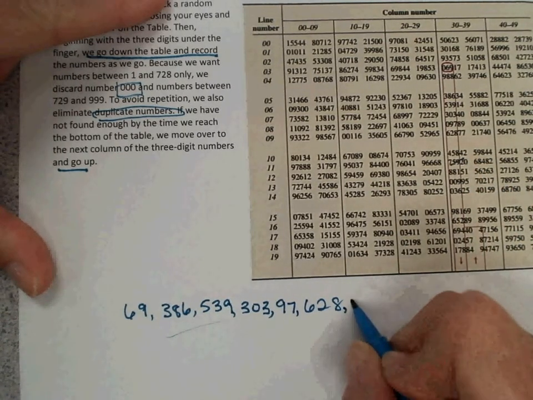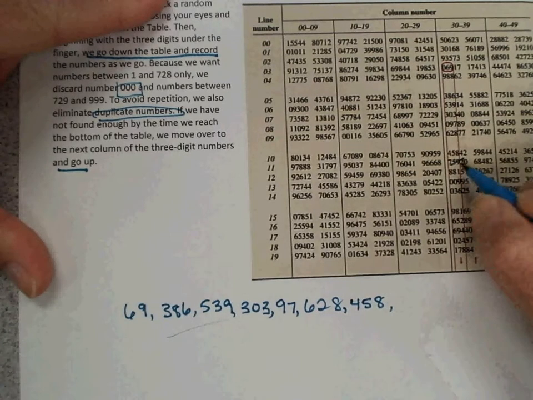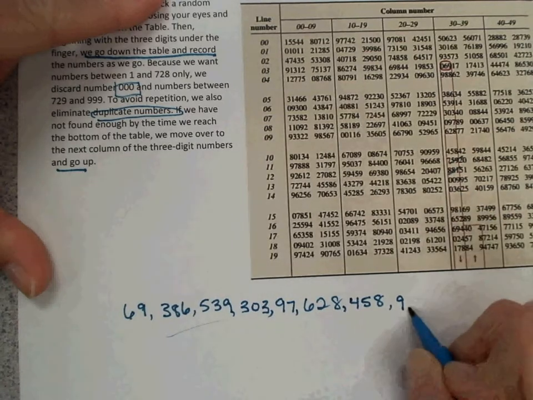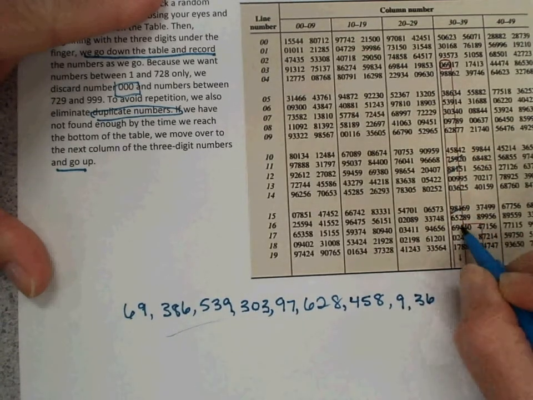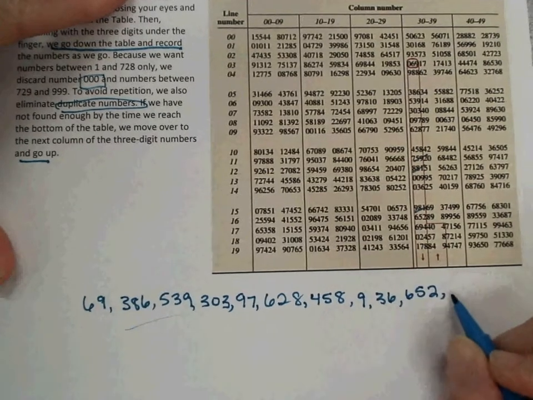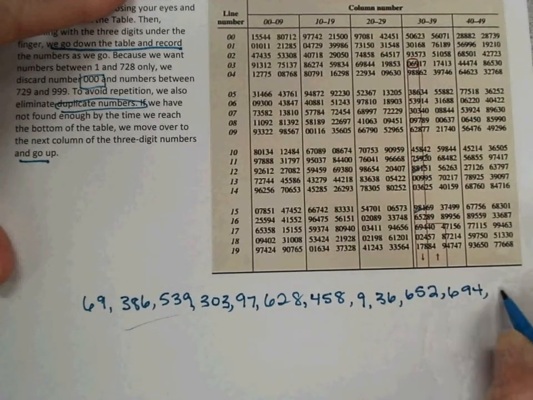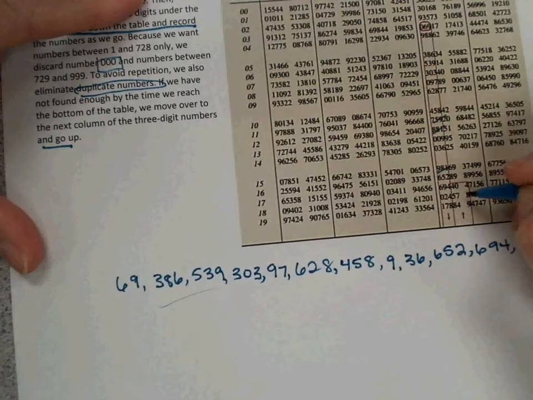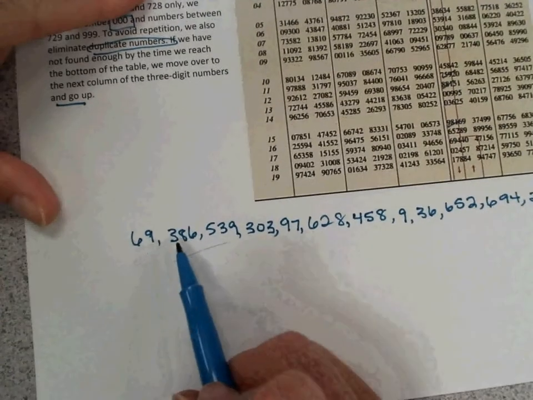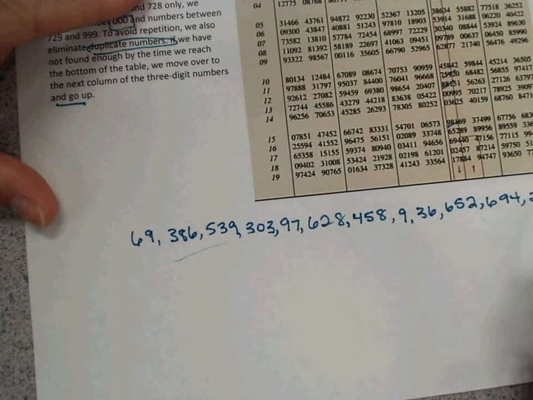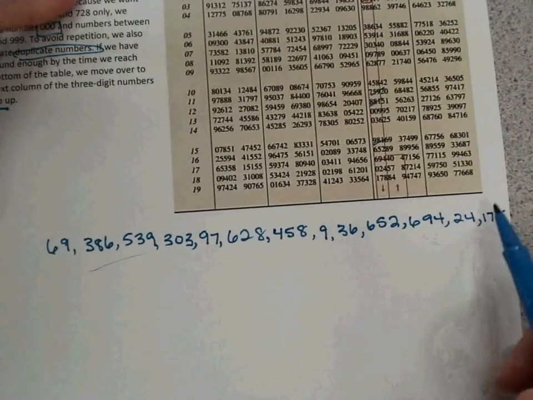458, yep. 759, that one's too high, it's close. 881, nope. 009, so the 9th student, yep. 36. 981 doesn't work. 652. 694. 24. 178. And then we would go back up the next column. So we are at 1, 2, 3, 4, 5, 6, 7, 8, 9, 10, 11, 12, 13.